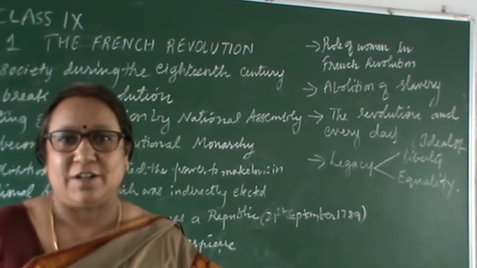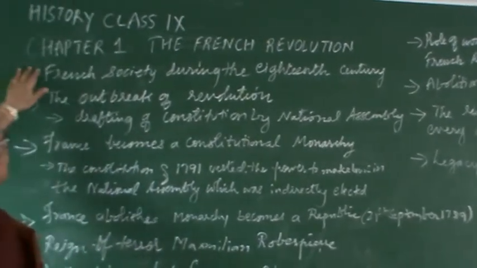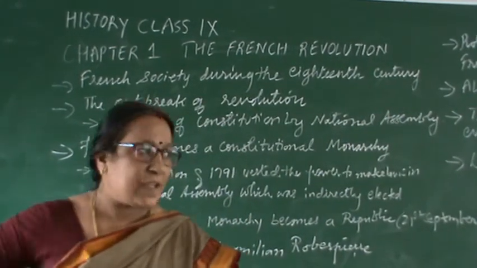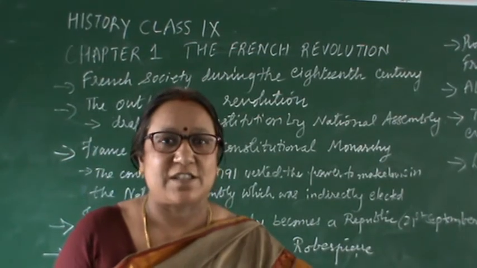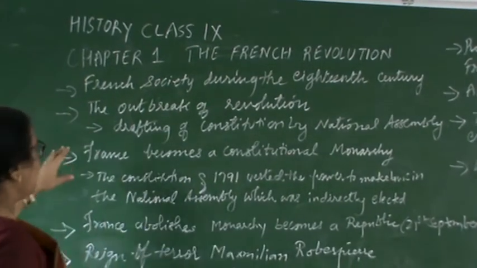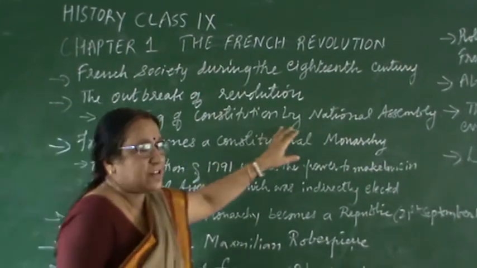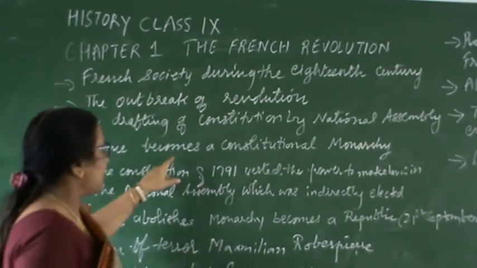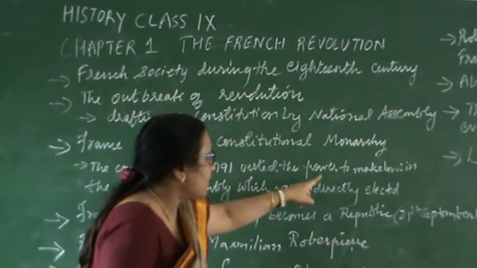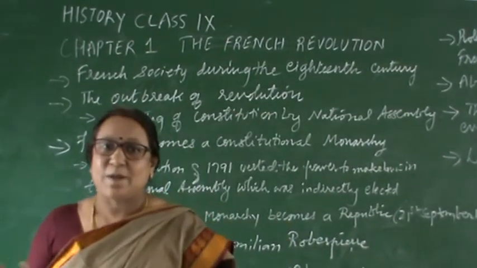So to recall what we have learned in the earlier four parts of our French Revolution, the first part dealt with how French society was during the late 18th century. We saw how it was divided into three parts, as the first estate, second estate and the third estate. The second part told you about the outbreak of revolution, how the constitution was drafted by the National Assembly. Then we spoke about how France becomes a constitutional monarchy. Then the constitution of 1791 vested the powers to make laws in the National Assembly, which was indirectly elected. We discussed the active citizens and passive citizens.